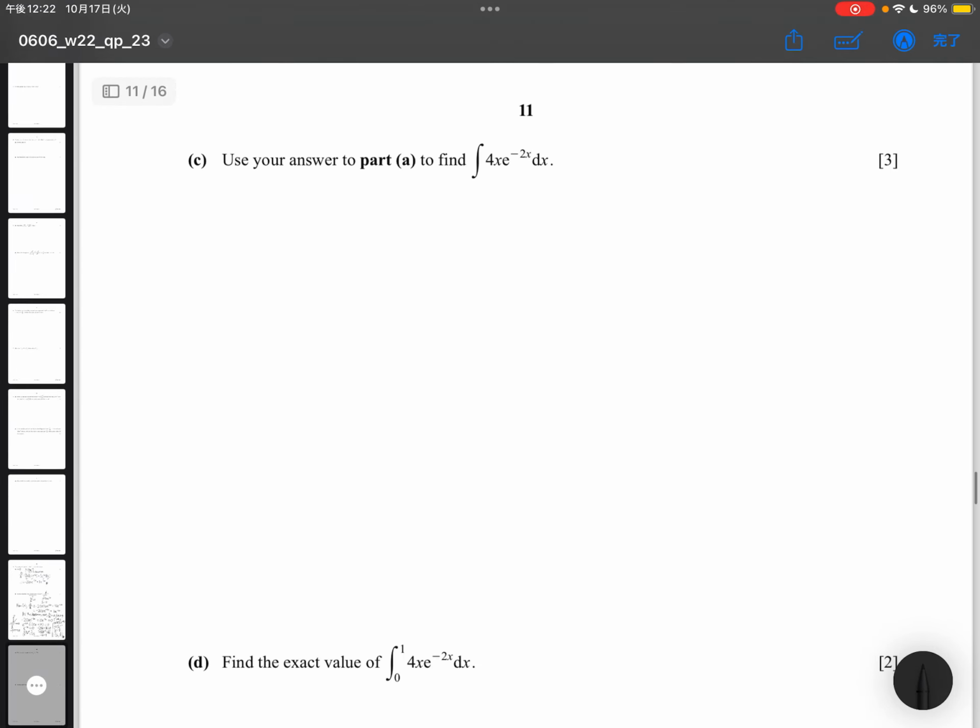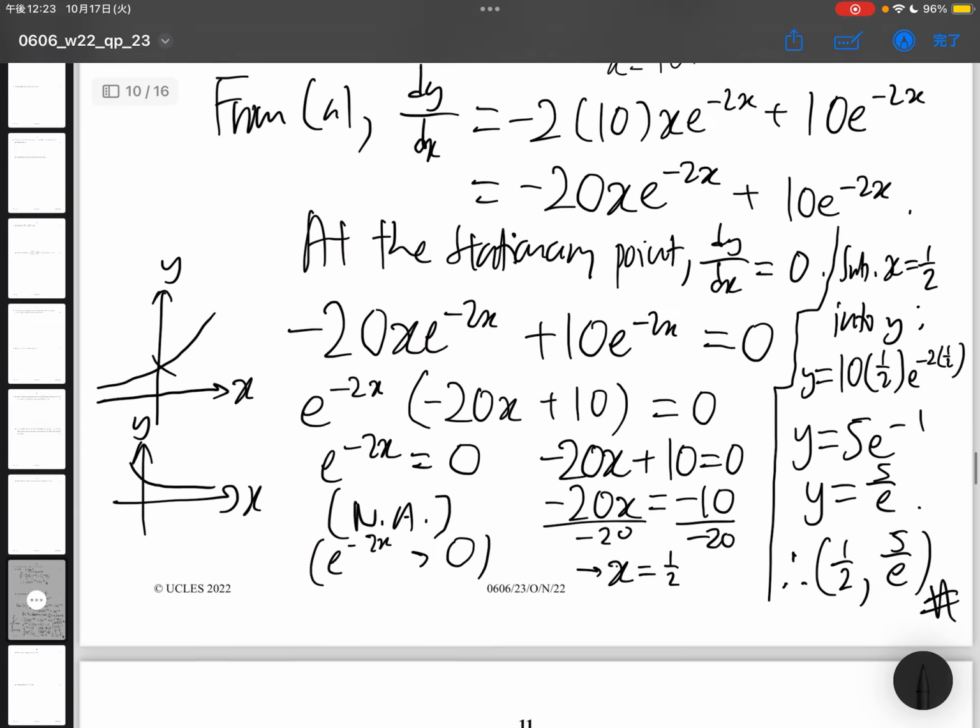Part C. Use your answer to part A to find the integral of 4x e to the power negative 2x dx. Now to use my answer from part A over here.